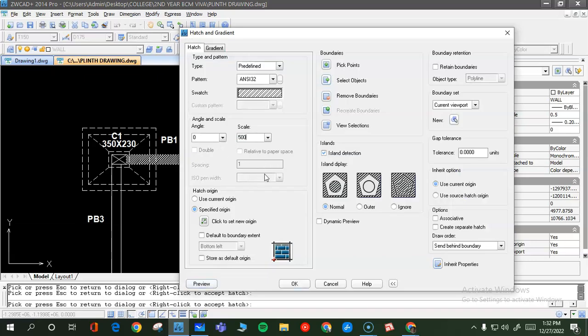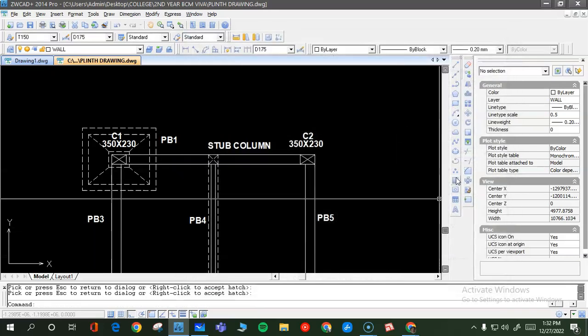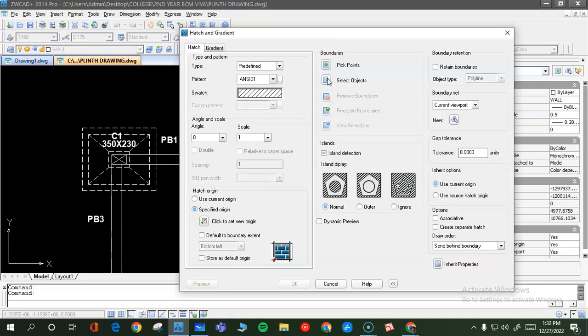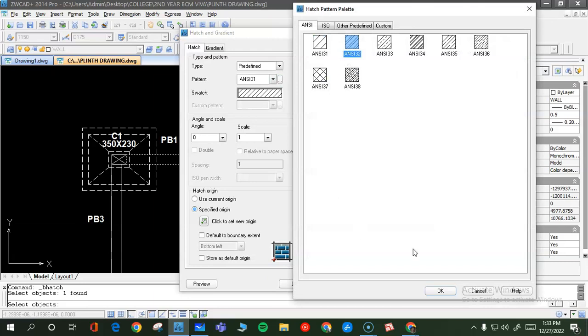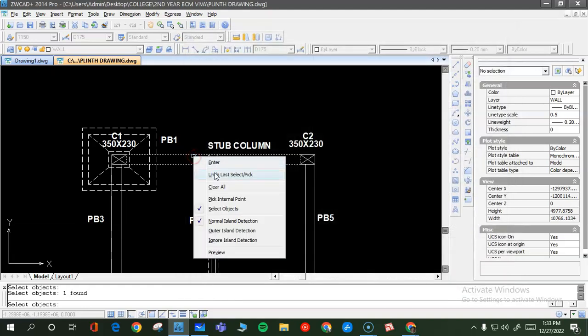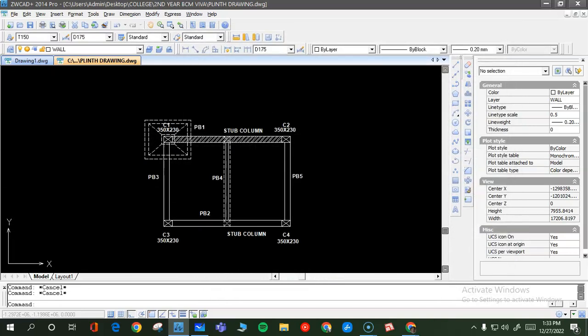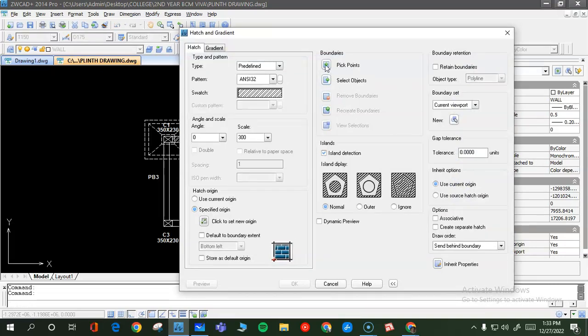I'll just adjust the scale of it. So this is how you will be showing the hatched. Okay, same way you can show the hatching for all other parts here.